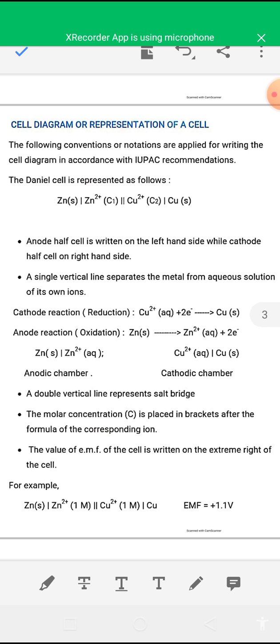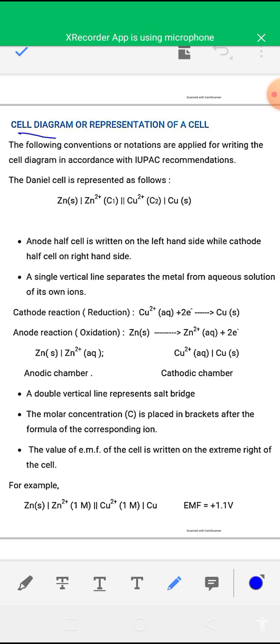Now see the cell diagram or representation of a cell. How to represent a cell? You know, a cell is made up of two electrodes. One is cathode, another is anode, and these are known as two half cells. One is the oxidation half cell, which is the anode, and another is the reduction half cell, that is the cathode.